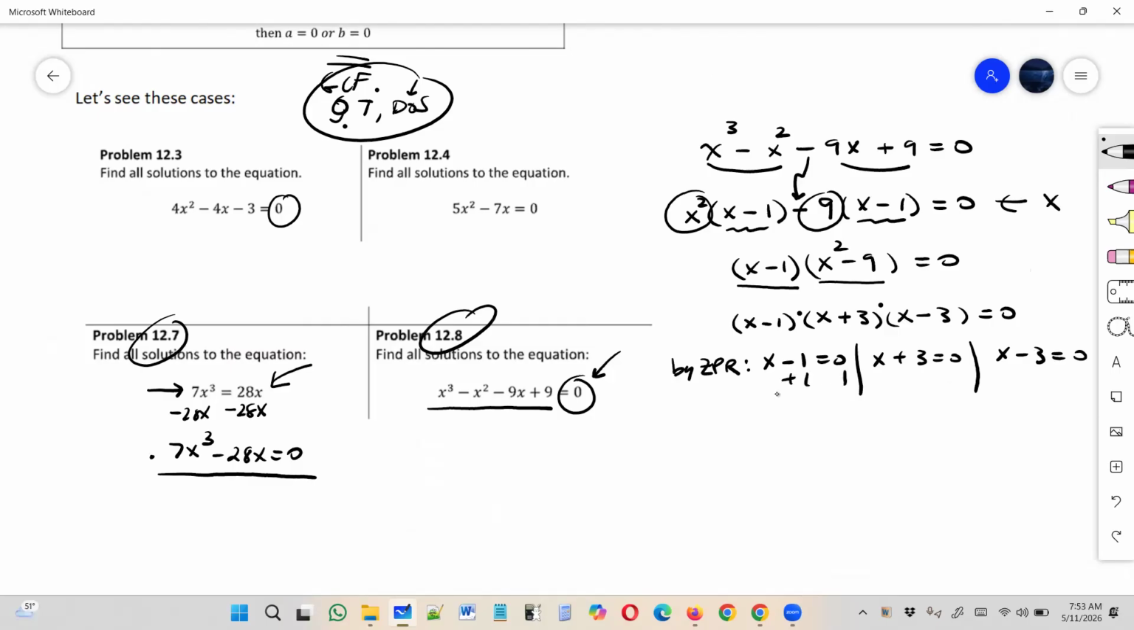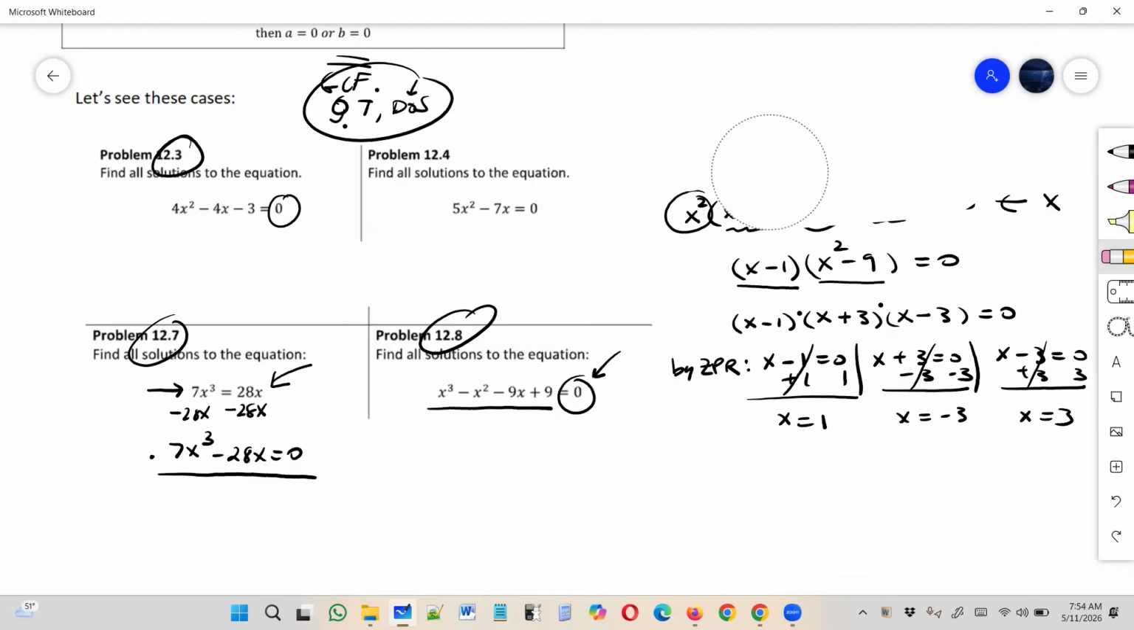Add 1 to both sides. x is 1. Subtract 3 on both sides. x is negative 3. Add 3 to both sides. x is 3. Okay. So very straightforward, very fast, provided that you know the factoring techniques. All right. And last, we're going to do this one.